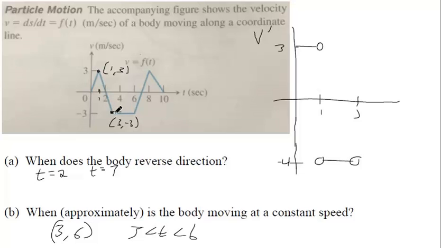And then the slopes right here, this slope is 0, right? This slope is 0. So between t equals 3 and t equals 6, we have slopes of 0, so our acceleration is 0.